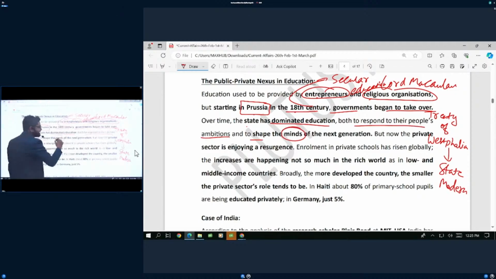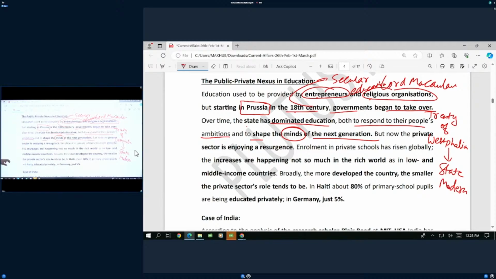So over time, the state has dominated education, both to respond to people's ambition and to shape the minds of the next generation. Is the rationale understood by everyone? I want to weaken religion. I want to weaken the church and empower me, the king. So of course, I started to control education, because through that I can control your mind, and that's how secular education was born. The same thing was done by the Britishers in India, Lord Macaulay.